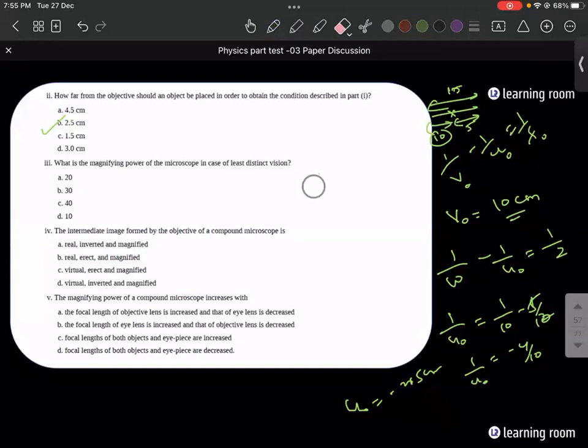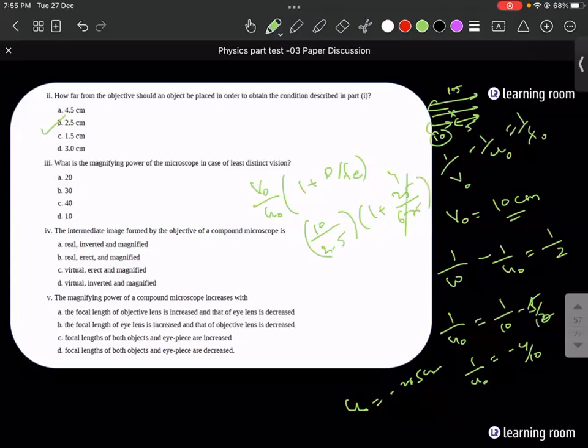What is the magnifying power of the microscope in the case of least distance of distinct vision? It is V0 divided by U0 into 1 plus D divided by FE. V0 is 10, U0 is 2.5, into 1 plus D is 25 divided by FE is 6.25. So this should go 4 times. This is 5, so this goes twice. 20 should be the answer.